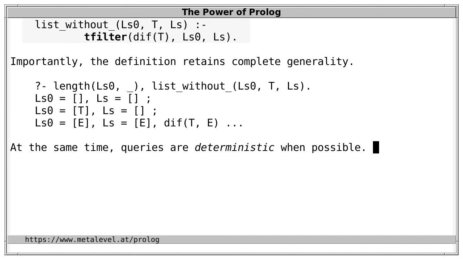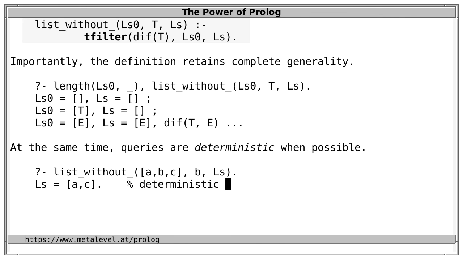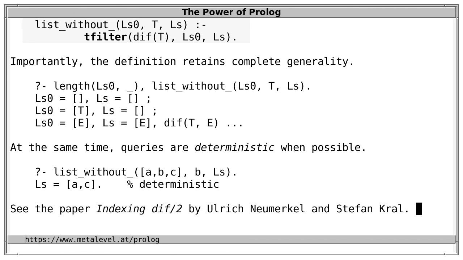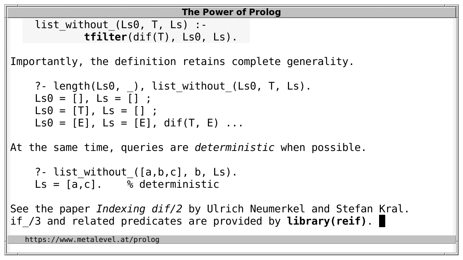And at the same time, queries are deterministic when possible. So for instance, when we now ask, what is the list ABC without B, then we get a single solution, and this is now deterministic, and that's good for performance. And for more information about if_ and related predicates, see the paper Indexing dif by Ulrich Neumerkel and Stefan Kral. And these predicates, which are based on reification, are all available in library(reif) for several Prolog systems. And newer Prolog systems, such as for example Scryer Prolog, already ship with this library.